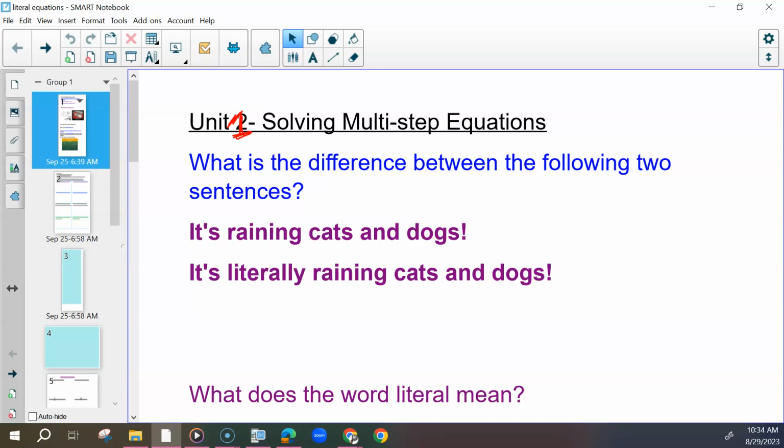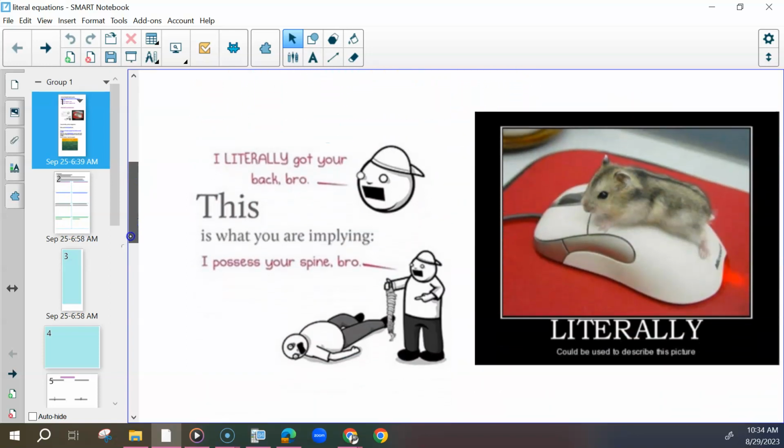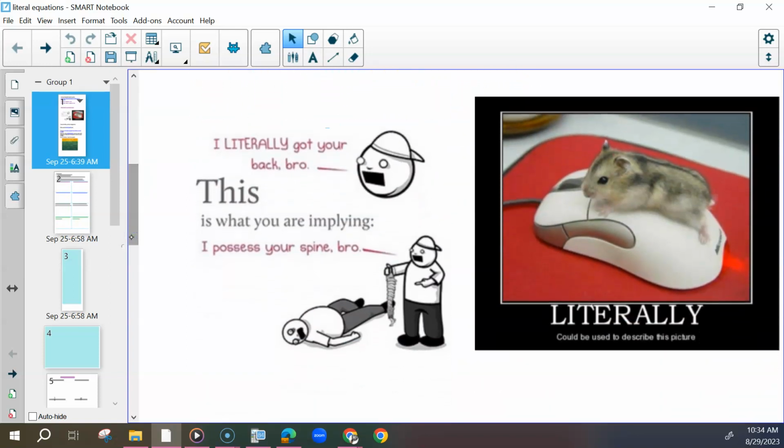Okay. So that would be, which would be? Literally. It's literally raining cats and dogs. There are actual animals falling out of the sky. That'd be a word. If it's raining cats and dogs, that's an exaggeration. There's not actual animals, but it's raining so hard it feels like it. So, other literal exaggeration examples.